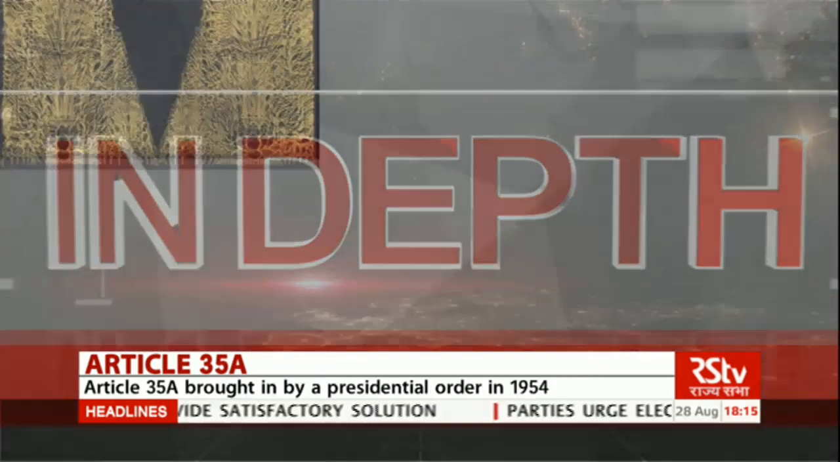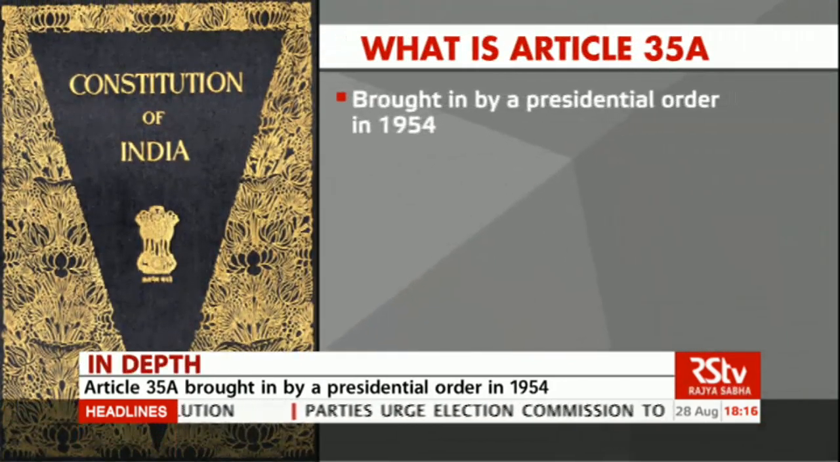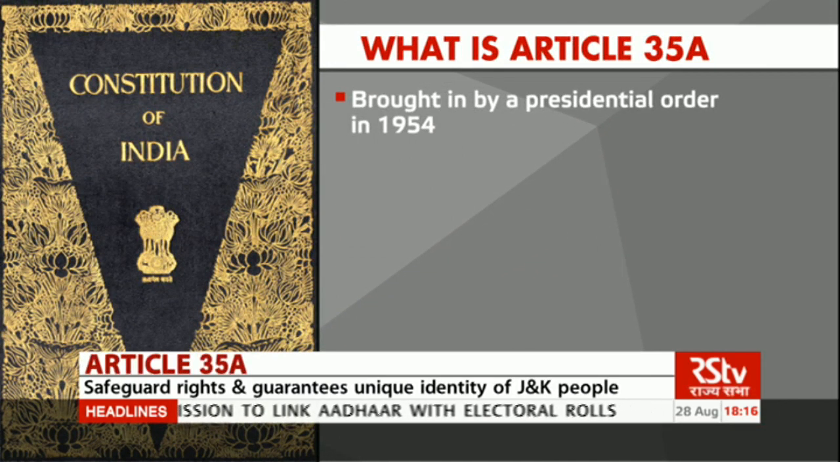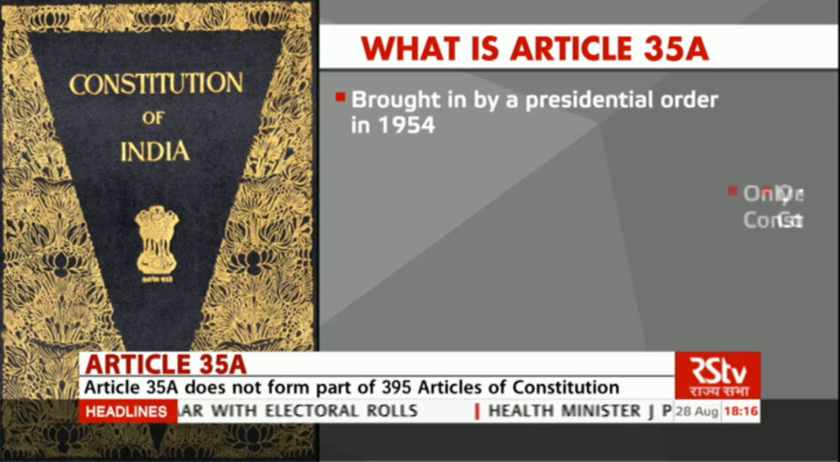Secondly, a promise was made to Jammu and Kashmir that it will be allowed to have its own constitution. So this is the only variance. While the accession was complete, Jammu and Kashmir got the right to have its own constitution, its own flag. I think that is what sets it separate from the rest of the country. Article 35A was brought in by a presidential order in 1954 in order to safeguard the rights and guarantee the unique identity of the people of Jammu and Kashmir.